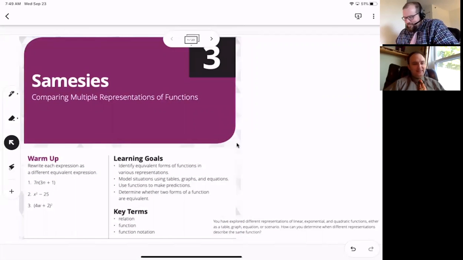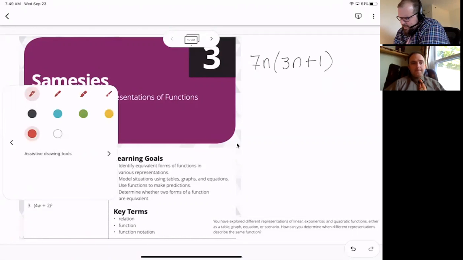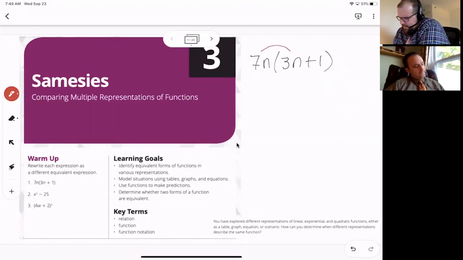Samesies. What? All right, so we've got a warm-up looking at some ways to write things as different equivalent expressions. Ooh, that's kind of cool. I do like that. So equivalent expressions are two things that look different but might be the same thing. Like if I've got 7n times 3n plus 1, we know this can be done with some distribution. We get 21n squared plus 7n. This would be an equivalent expression because they mean the same thing, but they're written differently.